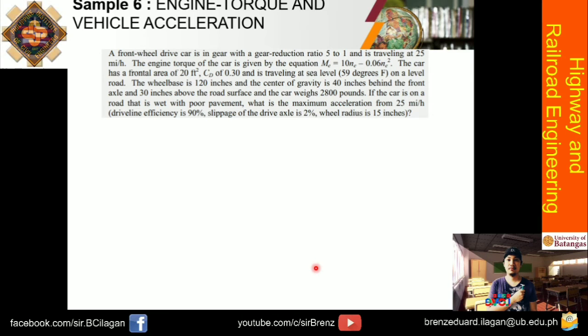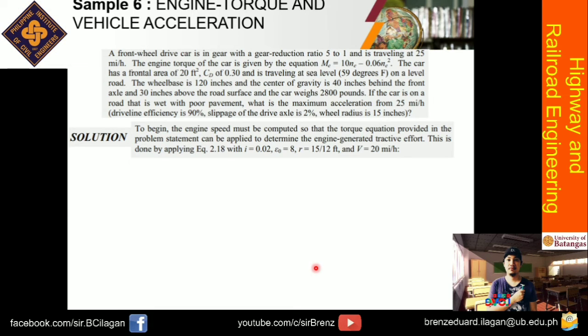The wheelbase is 120 inches and the center of gravity is 40 inches behind the front axle and 30 inches above the road surface, and the car weighs 2,800 pounds. If the car is on a road that is wet with poor pavement, what is the maximum acceleration from 25 miles per hour? Driveline efficiency is 90% and the slippage of the drive axle is 2%. Wheel radius is 15 inches. So ang hinahanap is the maximum acceleration.